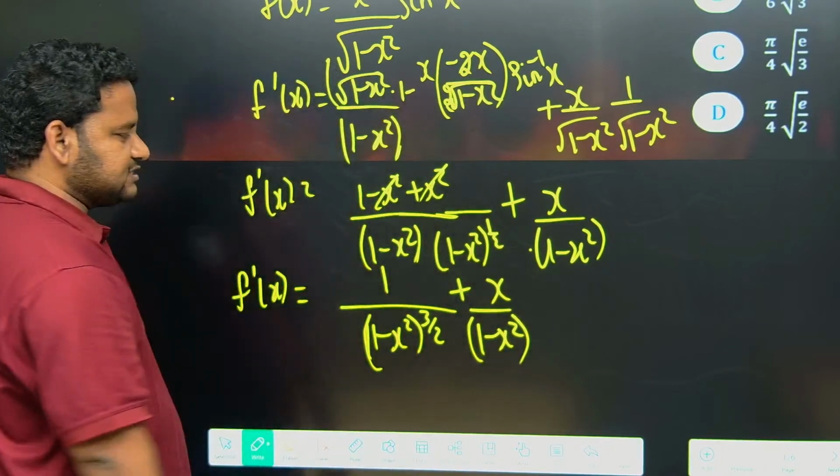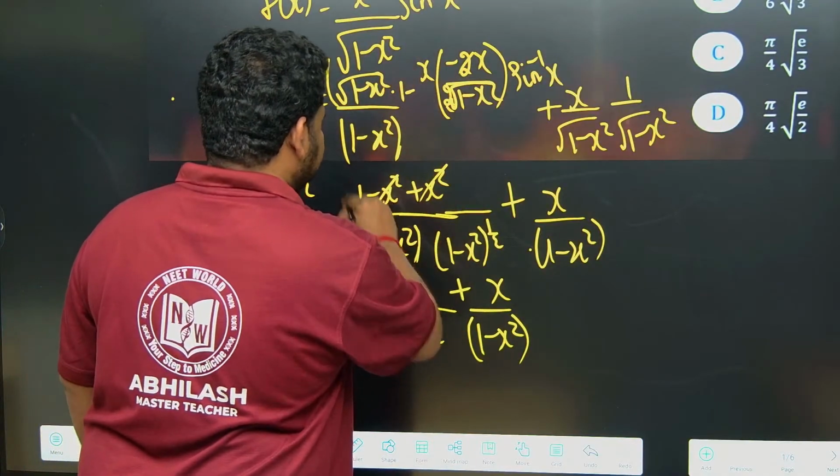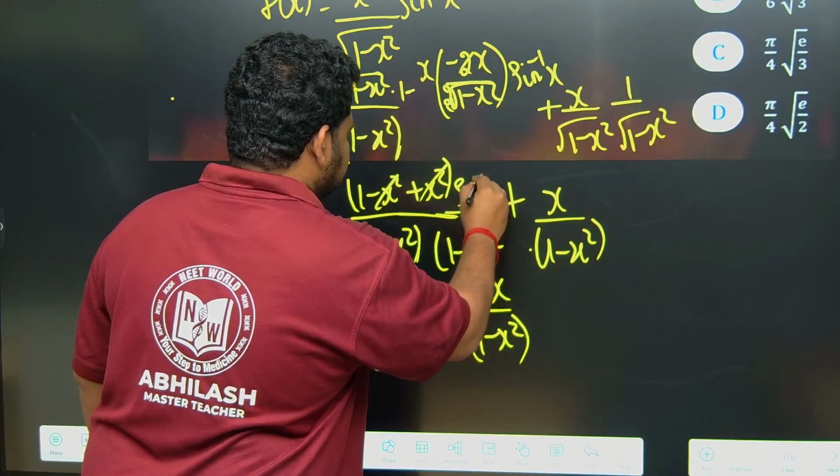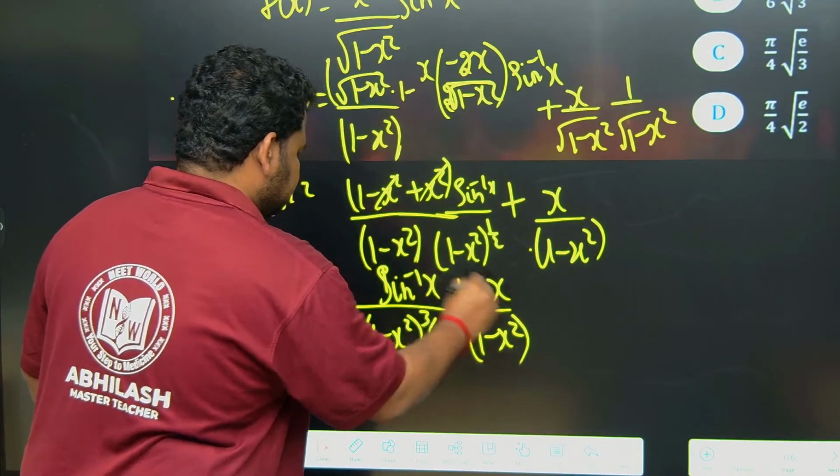This is what I got as f dash of x. Here sin inverse of x is there, I should write even sin inverse of x. So this is 1 into sin inverse of x, I can write it as sin inverse of x. So this is what I got.